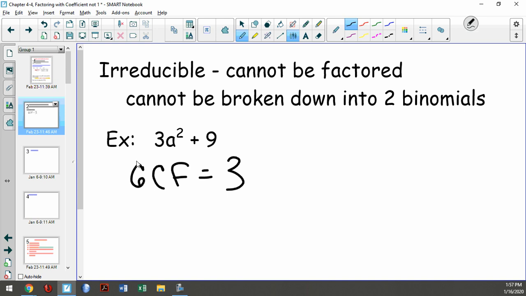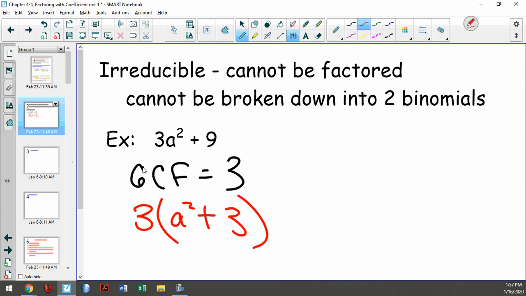Now, do both terms, the terms being 3a squared and the other term being 9, do they both have an a in them? Since they both do not have an a, you can only have a GCF of 3. So if I pull out the GCF of 3, I'm doing this by division. So what is 3a squared divided by 3? A squared. What is 9 divided by 3? Now, can I factor a squared plus 3 into two binomials?